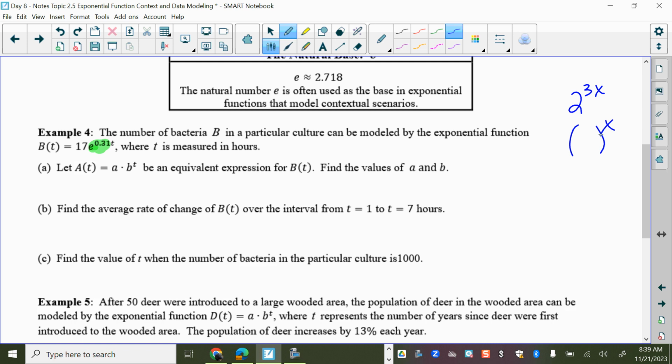Yeah, like 2 to the third, right? Because this is like saying 2 to the third to the x, right? So you actually evaluated 2 to the third and you said, oh, that's really 8 to the x, right? So that's what this first part is asking us to do.